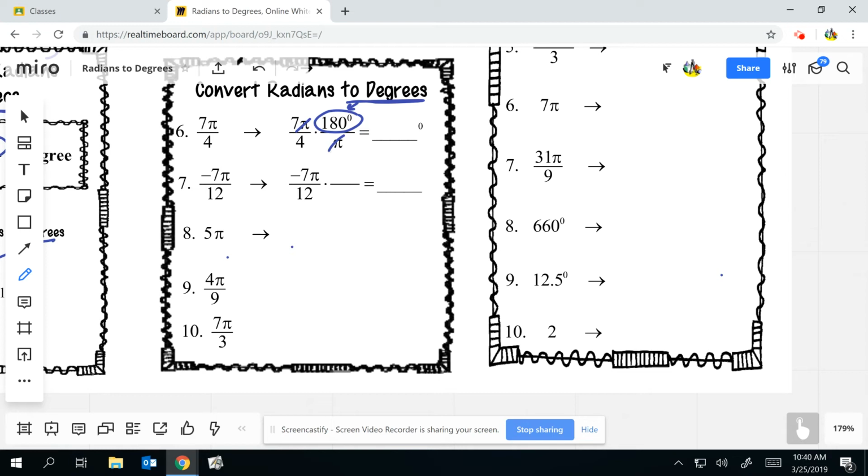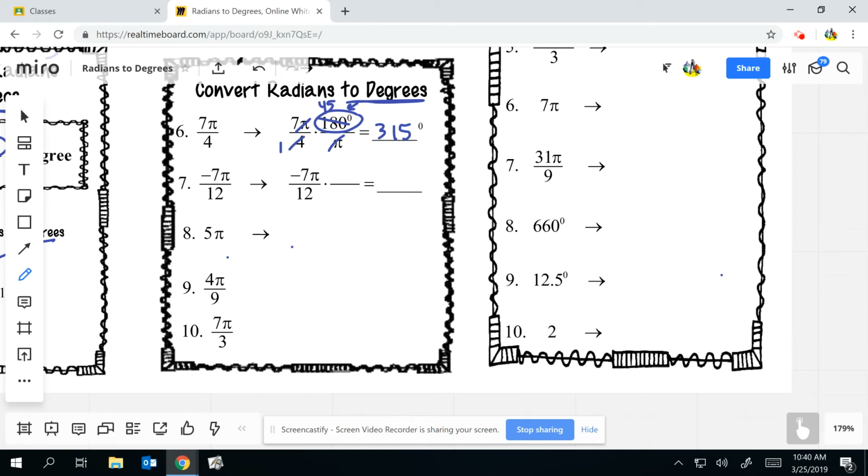Let's see, 180. Pretty sure 4 goes into 180. Let's check it out. 180 divided by 4 is 45 times. So put that as a 1, put that as a 45. So you just need 45 times 7, 315 degrees. So when I convert that, you'll get 315 degrees is the same as 7 pi over 4 radians.